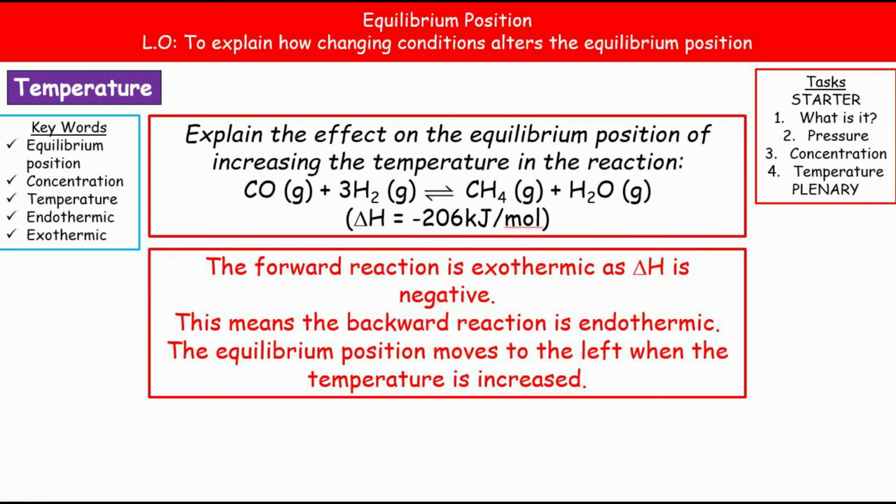Let's mark this one then. So if you identified the fact that the forward reaction is exothermic, give yourself a mark. And the reason we know that is obviously the delta H is negative. If you said that the backward reaction is endothermic, give yourself a second mark. And finally, if you said that the equilibrium position moves to the left when we increase the temperature, there's your third mark. So give yourself a mark out of 3 for this one.